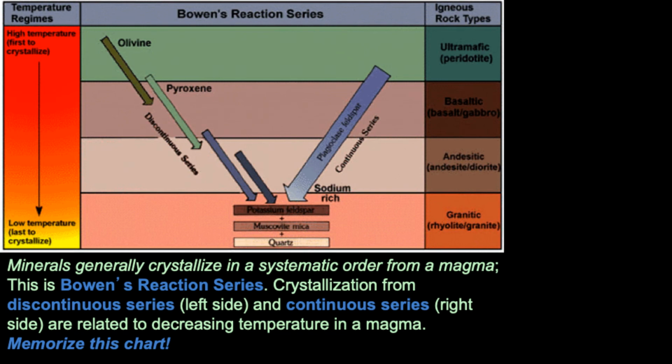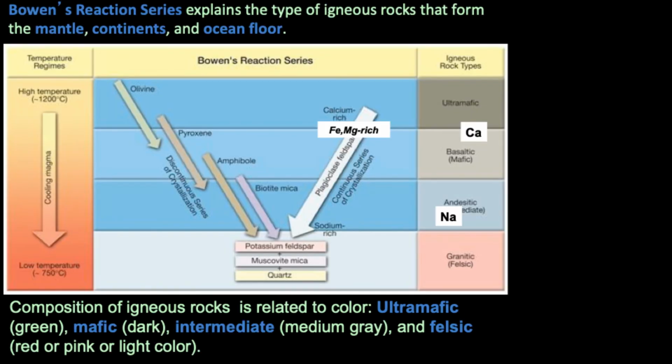You're going to want to memorize these charts. So if not this one, memorize the next one, which is a little bit more well done in some ways, but at the same time, I think it's the same amount of information in either one of these. So you can see olivine, pyroxene, amphibole, biotite next, and then finally in the discontinuous series, you're going to drop down to the potassium feldspar, the muscovite, and then eventually into the quartz there.